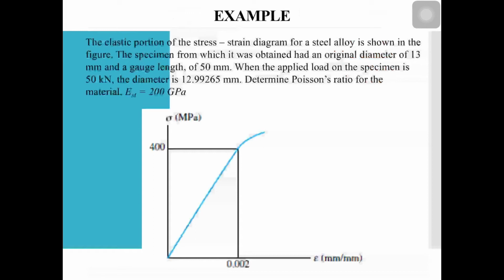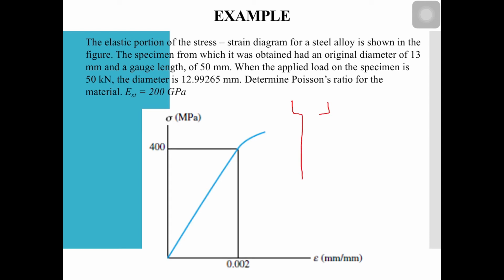So we go to the next example. We have the elastic portion of the stress-strain diagram for a steel alloy, as shown in the figure. The specimen from which it was obtained had an original diameter of 13 mm and a gauge length of 50 mm. When the load applied to the specimen is 50 kN, the diameter is 12.99265 mm. Determine the Poisson ratio of the material. Alright, we have a specimen.